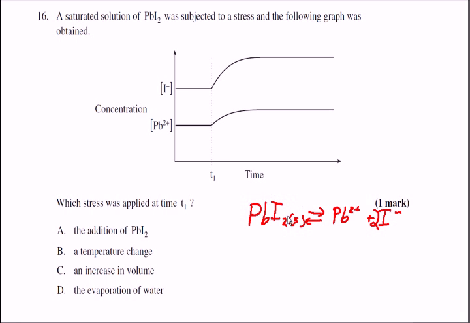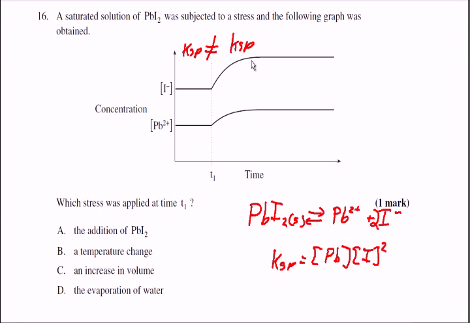Now, this is a solid, so if we made a Ksp formula, it would just be something like this. Ksp equals the concentration of Pb times the concentration of I squared. Okay, that'd be our Ksp formula. Now, both of our products have increased. So since our products have both increased, Ksp here is not equal to the Ksp over here, because all the products have increased.